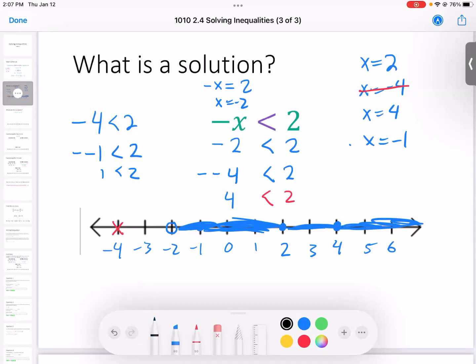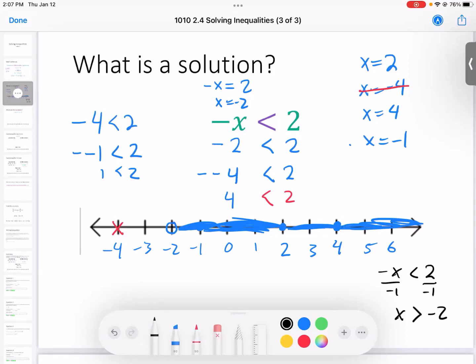Because we can solve inequalities for x. In this case, x was not by itself. I'm running out of room here, but if I had -x is less than 2, we can solve this inequality just like you would solve an equation by dividing by -1, which gives you x greater than -2. However, in inequalities, if you ever divide or multiply by a negative, you have to switch the direction of the inequality.